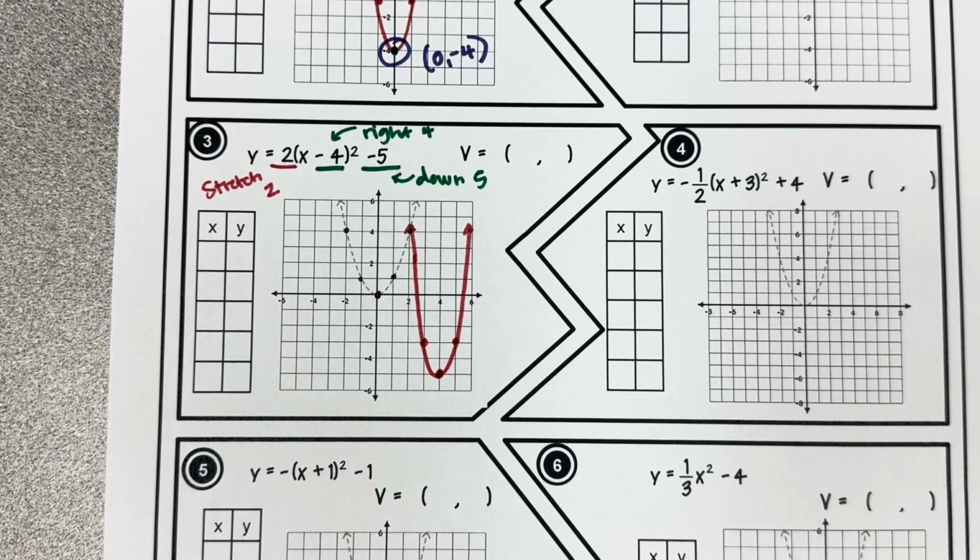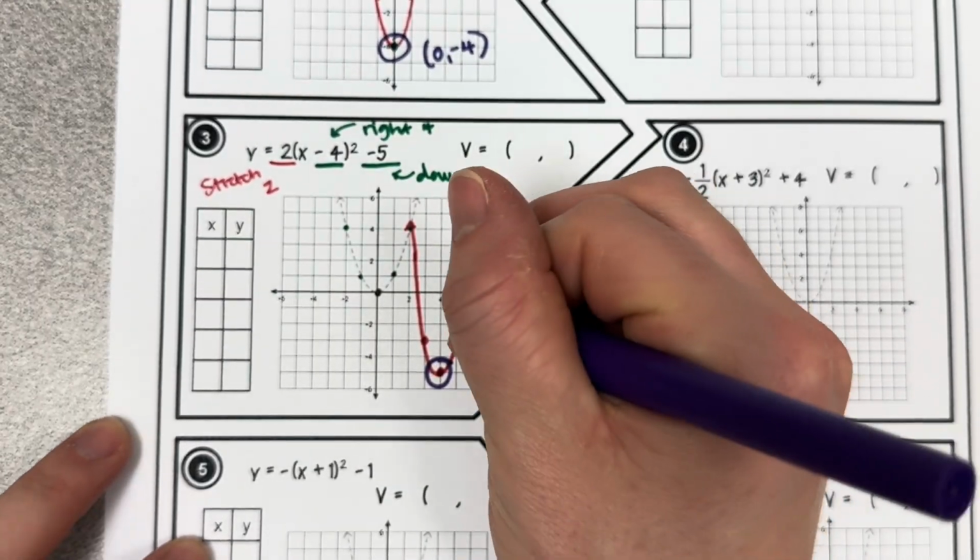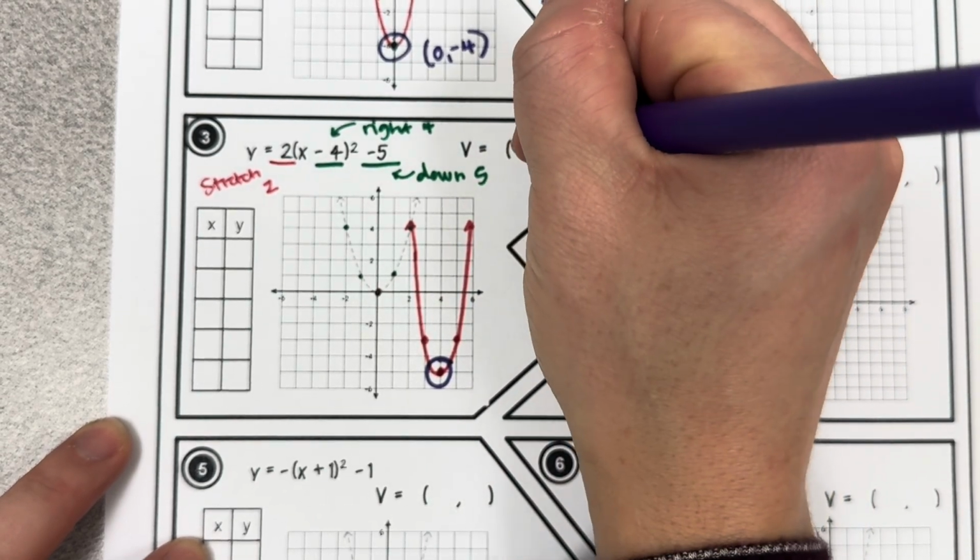Okay, the last thing we need to identify is the vertex. That's this point right here, 4, comma, -5.